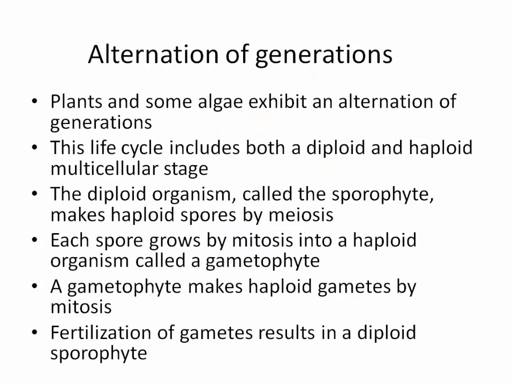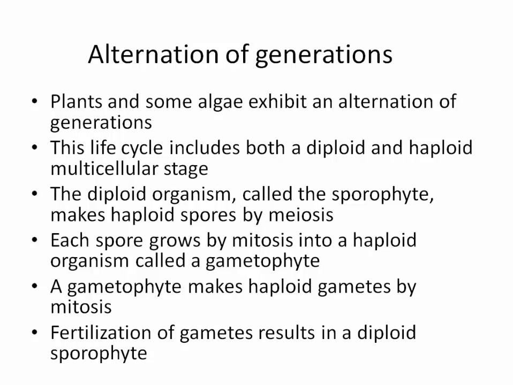Plants and some algae do exhibit an alternation of generations. So this is kind of cool. In vertebrates and mammals, you don't see this. All the adults are diploid. But some plants and algae will actually alternate generations. One's haploid, the next one's diploid. So the life cycle includes both a diploid and a haploid multicellular stage.